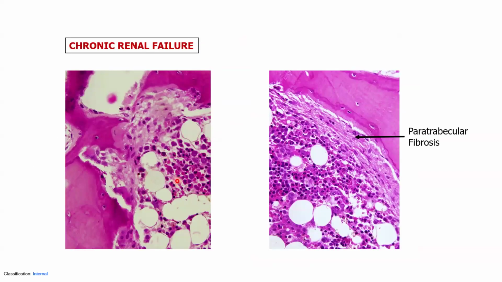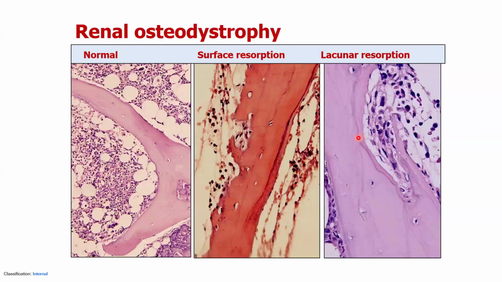So in chronic renal failure, in addition, these osteoclasts start nibbling at the trabeculae, cause scalloped edges. There is paratrabecular fibrosis. So next time you come across any renal biopsy, bone marrow biopsy on a renal patient, look out for paratrabecular fibrosis as well as these irregular bony trabecular surface. So normally it looks like this.